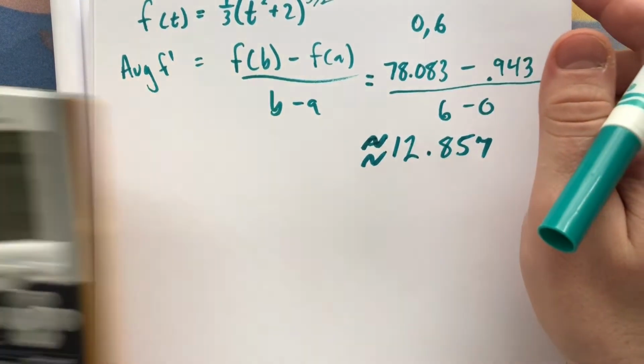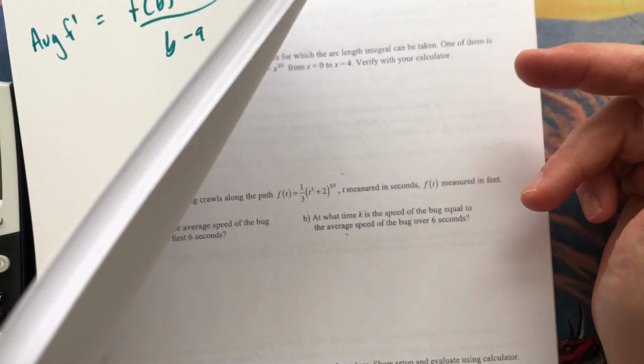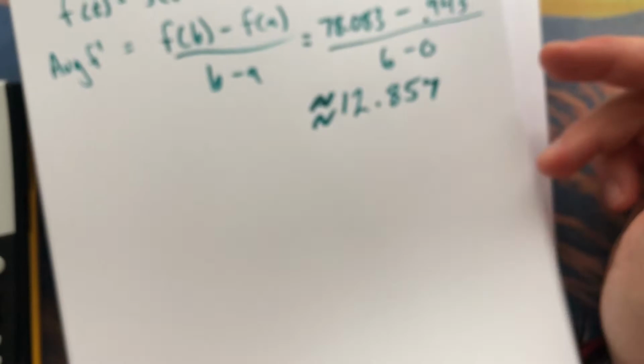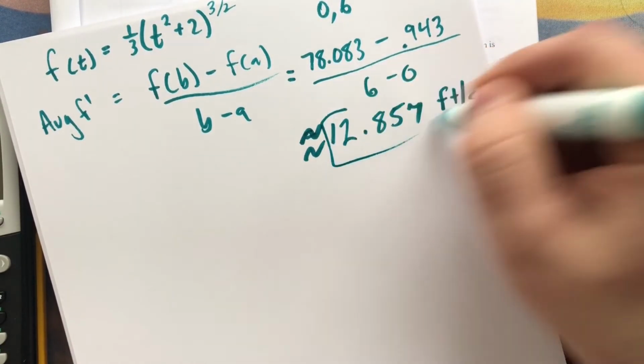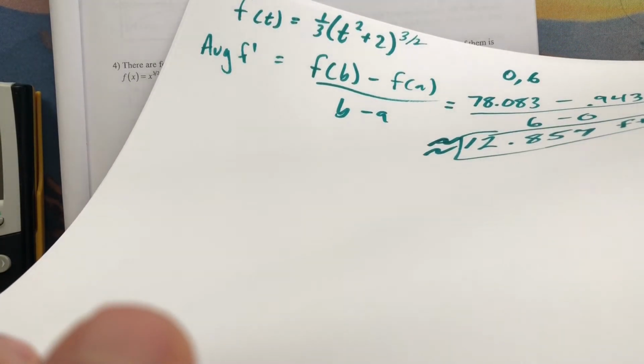Do they give me units? Oh, feet, okay, and they give me seconds. So feet per second, because it's a velocity. It's the absolute value of our velocity. So that's our average velocity. Also happens to be our average speed.